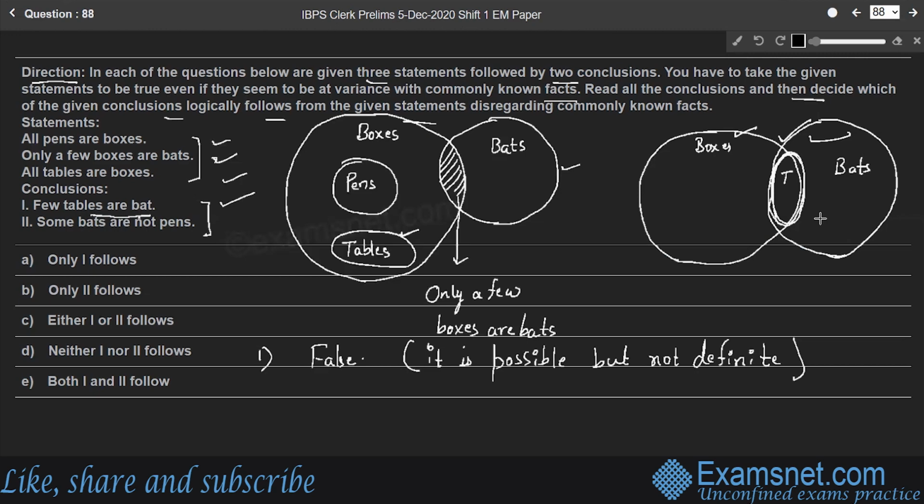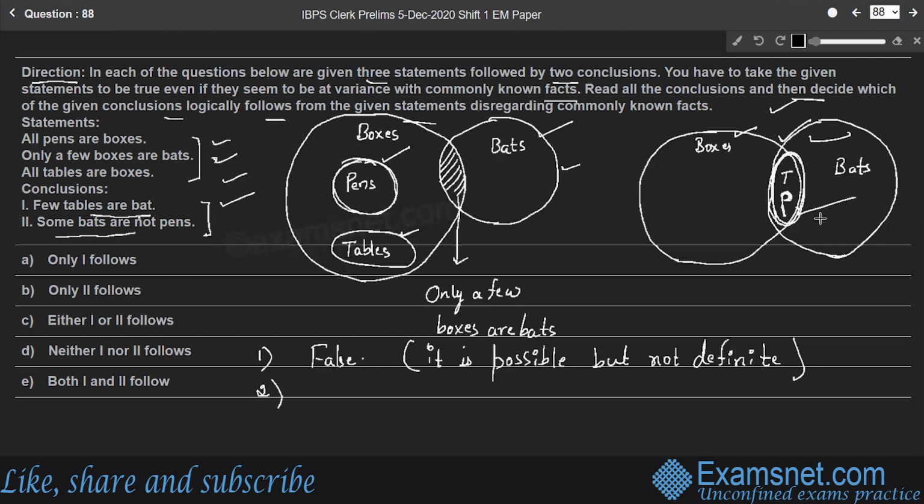The conclusion is false. Second conclusion, some bats are not pens. So here is the set of bats, the set of pens, right? Since the set of pens is completely included in the set of boxes, if a portion of the set of pens is in the common portion, look at the second Venn diagram. If the set of pens is in the common portion of boxes and bats, then some bats are pens, right? Or we can directly conclude some bats are pens.